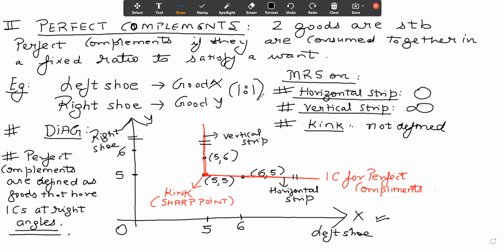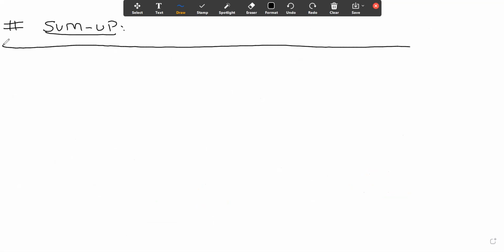Students need to understand this. In perfect complements, your ratio has to be fixed every time, but it will not necessarily be 1:1. It can be A:B in general. I hope all students have understood this. And guys, if I sum up what we have learned for perfect substitutes and perfect complements, it is as follows.